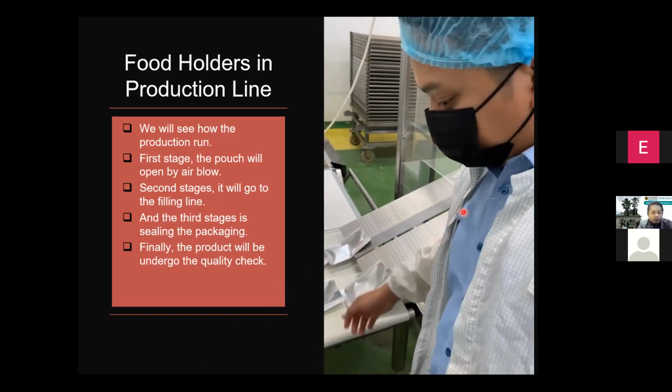Right, so this is how the production runs. We start with the blowing process, and then we go to the filling, and the last one is sealing. And you can see here we have a quality check. Normally the quality check is done manually. We check one by one before we go to the next process, for the labeling and so on.